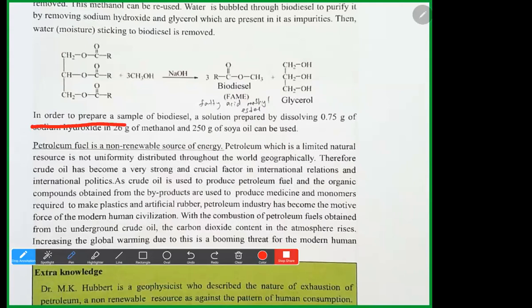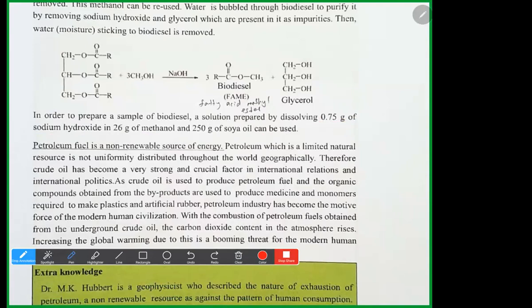In order to prepare a sample of biodiesel, a solution prepared by dissolving 0.75 grams of sodium hydroxide in 26 grams of methanol and 250 grams of soy oil. So you can do it even in the lab.